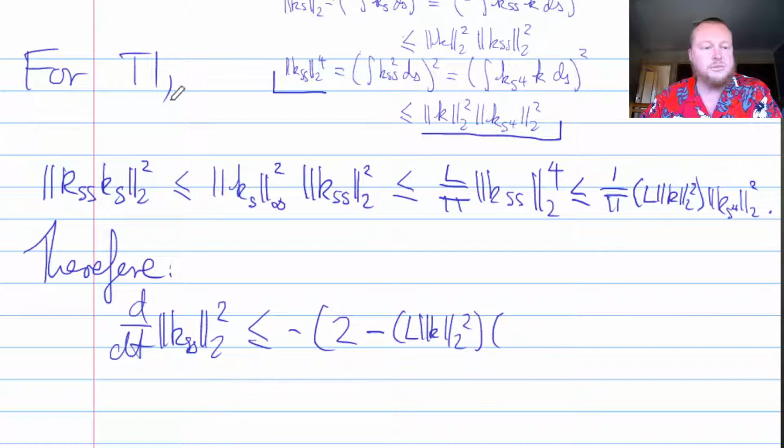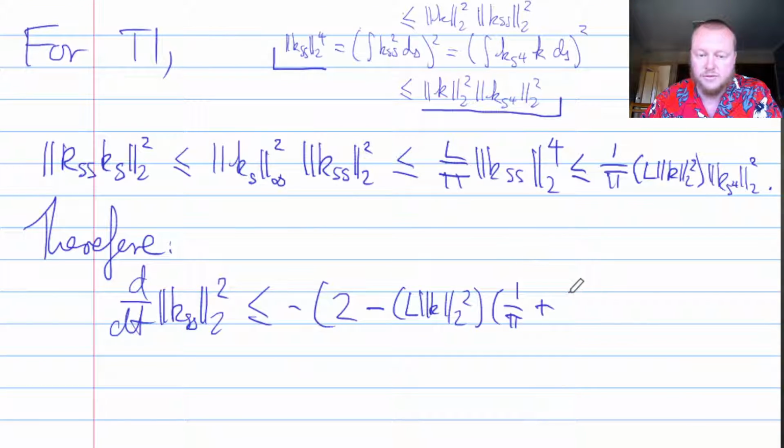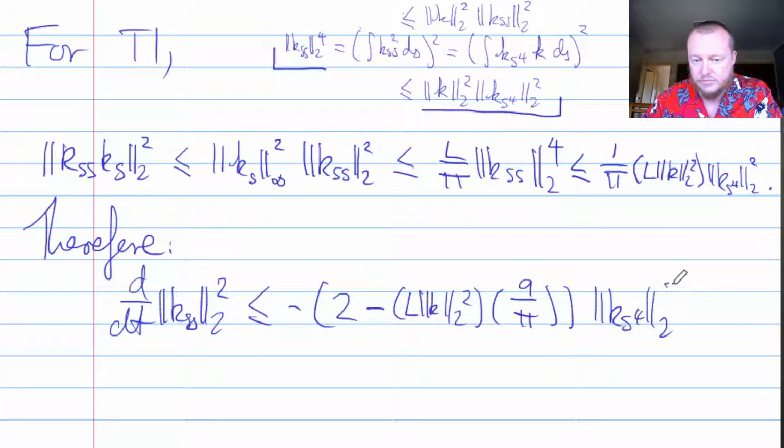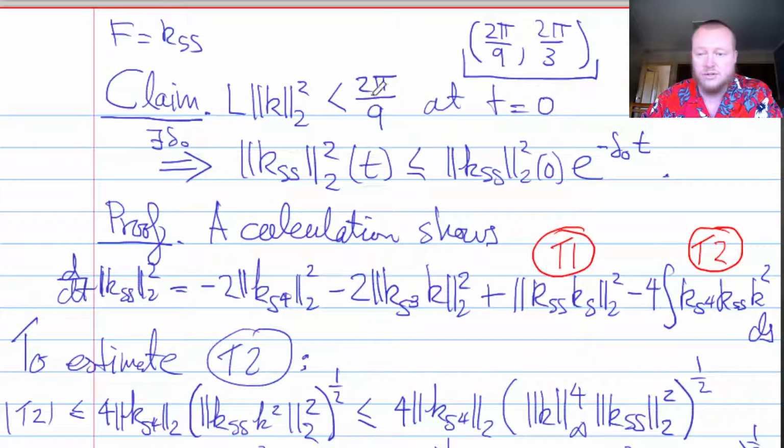Okay, and now for T1, the coefficient is 1 over pi. And for T2, the coefficient is 8 over pi. So it's 1 over pi plus 8 over pi. I think we can work that out: 9 over pi. And then of course you've got the L2 norm of K_s squared.